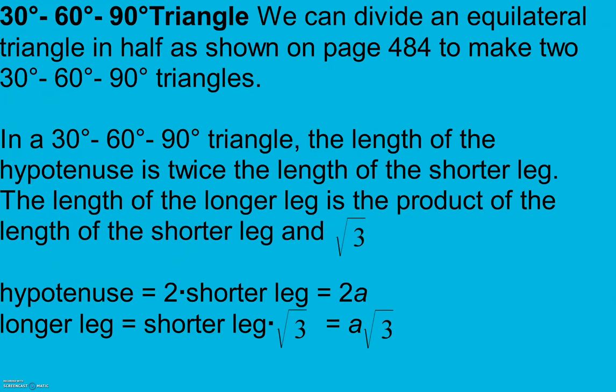30, 60, 90 degree triangles are other special triangles. And we get those by taking an equilateral triangle. Let me try that again here. A little bit better. And dividing it in half.